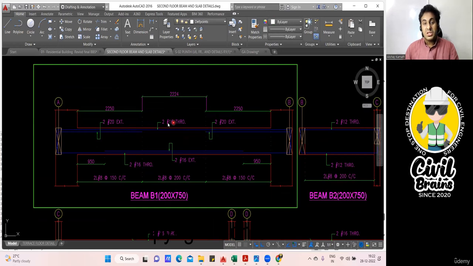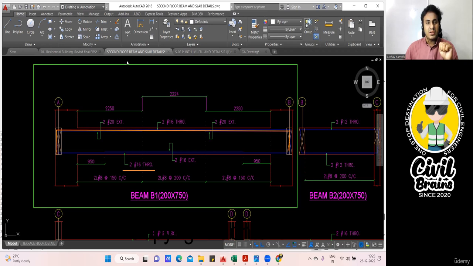Here, they have given 16 dia 2 numbers, which means throughout. So this beam is going throughout. What is the diameter? 16 dia 2. You can find the cutting length, no? Your clear span is here, and then this development length. Then for the bottom, what they have written is 16 diameter 2 bar, throughout. Again, you will put 16 diameter 2 bar in the bottom.